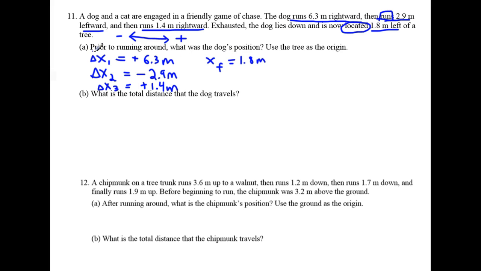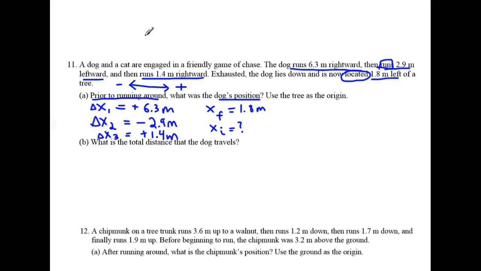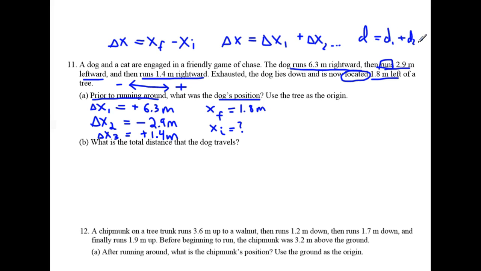All right, part A. Prior to running around, before the displacements, what is the position? They're asking us to find the initial position before those displacements occurred. So again, we think about our equations. You've got delta x equals x final minus x initial. You've got delta x equals delta x1 plus delta x2, dot, dot, dot. And you've got d, the total distance, is the first distance traveled plus the second, dot, dot, dot.